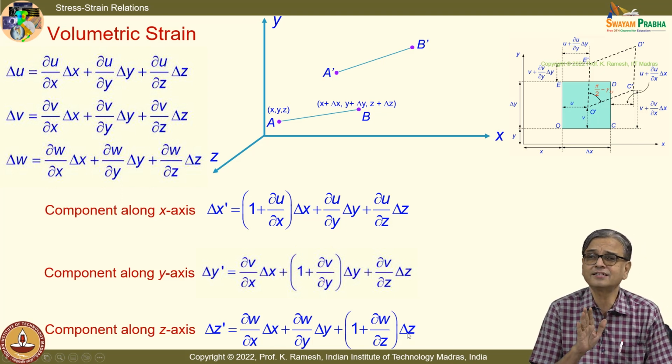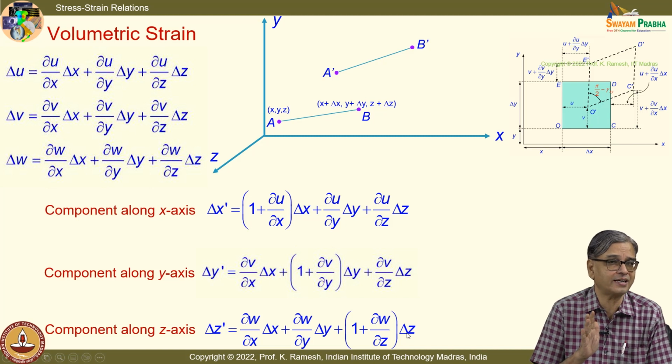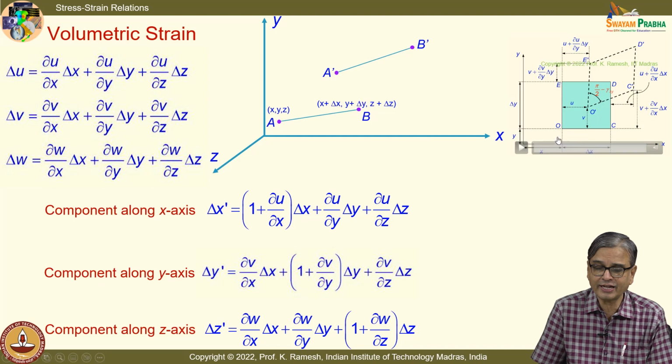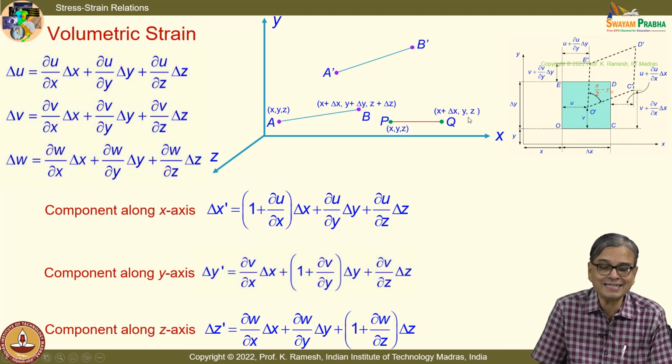When you look at this, it looks as if it is too complicated. It is not too complicated. Suppose I take an element like I have taken OC, I will also take points P and Q, where the point Q is shifted only by delta x, and y and z remain the same. I am taking a line which is parallel to the x axis.